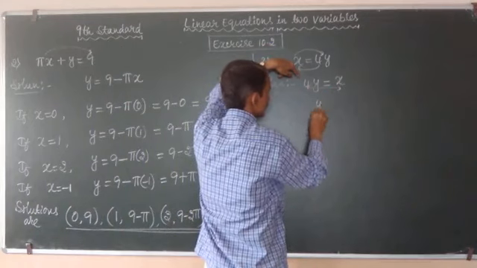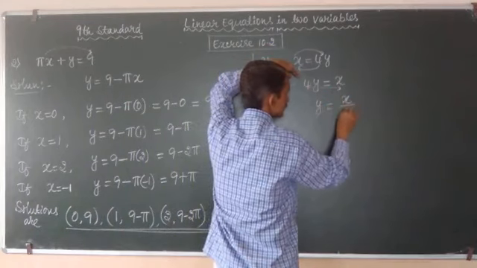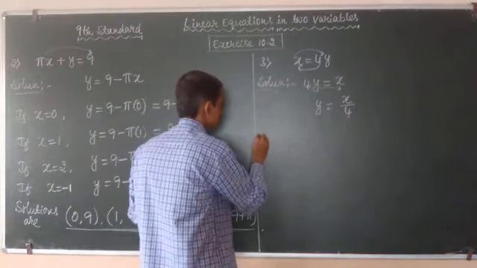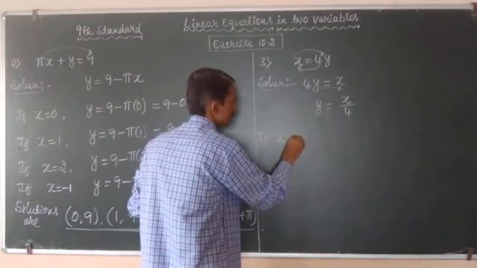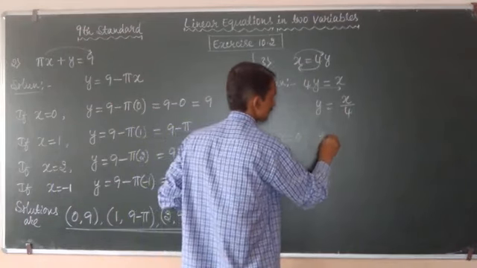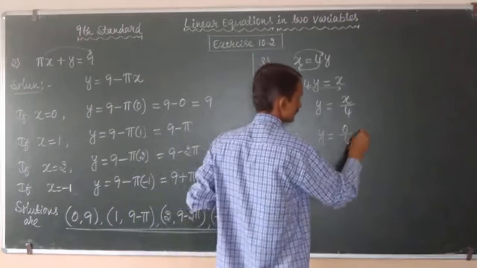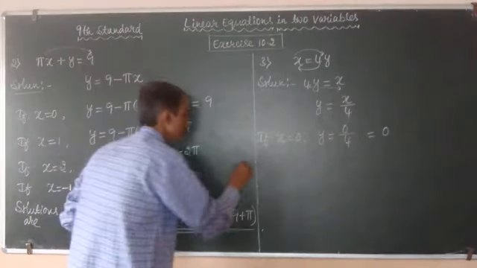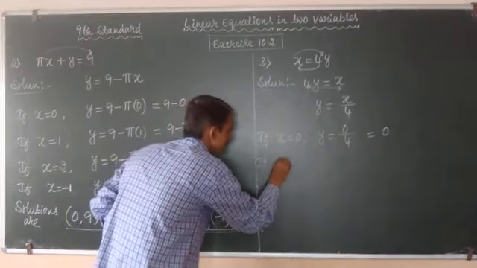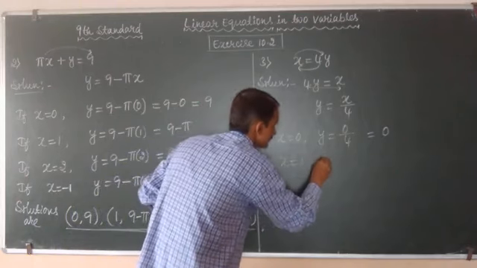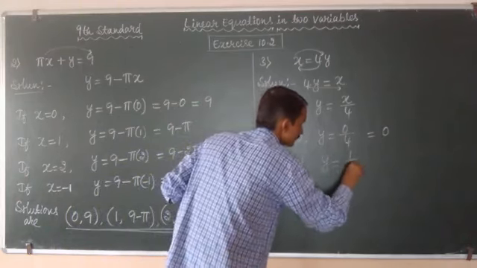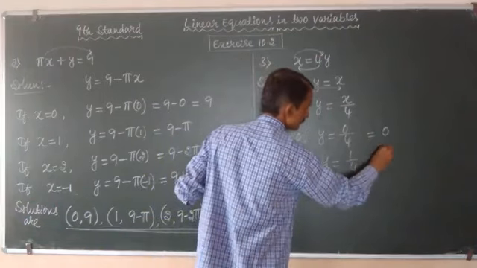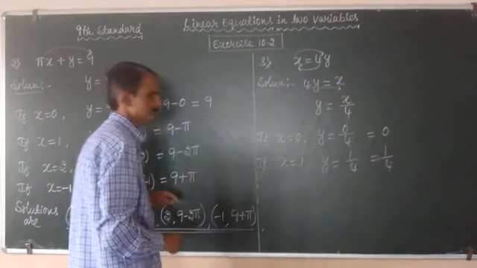So then we will get y equals x by 4. Now if x equals 0, then y equals 0 by 4, which is 0. If x equals 1, then y equals 1 by 4. In place of x, write 1. So its value is 1 by 4.